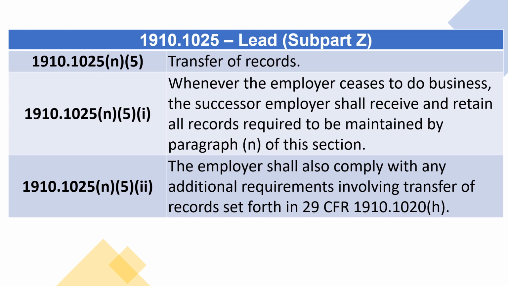1910.1025 (n)(5). Transfer of records. 1910.1025 (n)(5)(i). Whenever the employer ceases to do business, the successor employer shall receive and retain all records required to be maintained by paragraph (n) of this section. 1910.1025 (n)(5)(ii). The employer shall also comply with any additional requirements involving transfer of records set forth in 29 CFR 1910.1020(h).